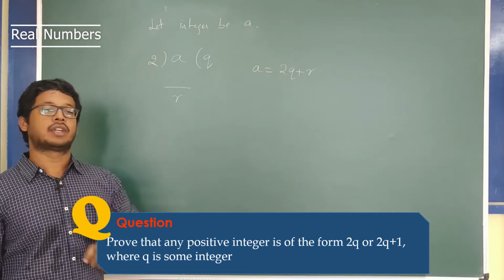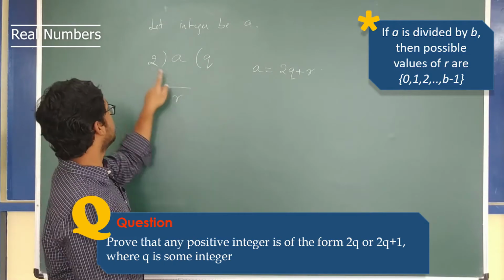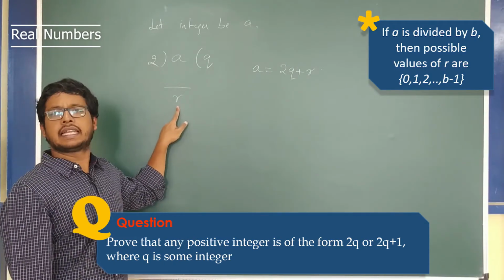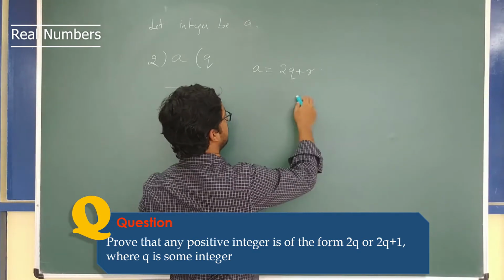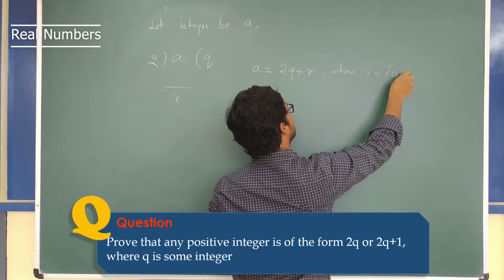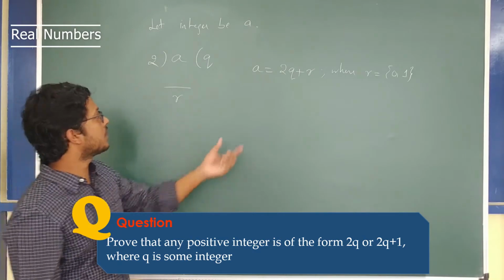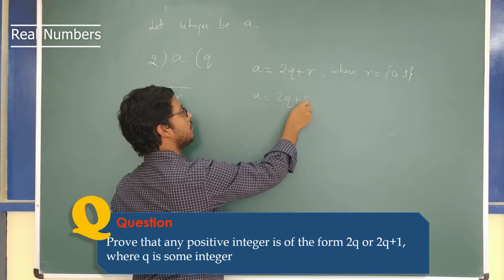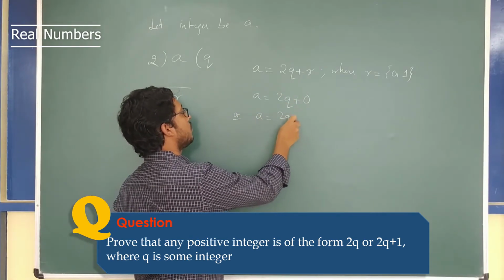Correct? Now tell me, what are the possible values of r? Since the divisor is 2, the remainder can take either 0 or 1. So, the r values can be either 0 or 1. These are the only two possible values of r. So, therefore, what can you write a as? a either can be 2q plus 0 or a can be 2q plus 1.